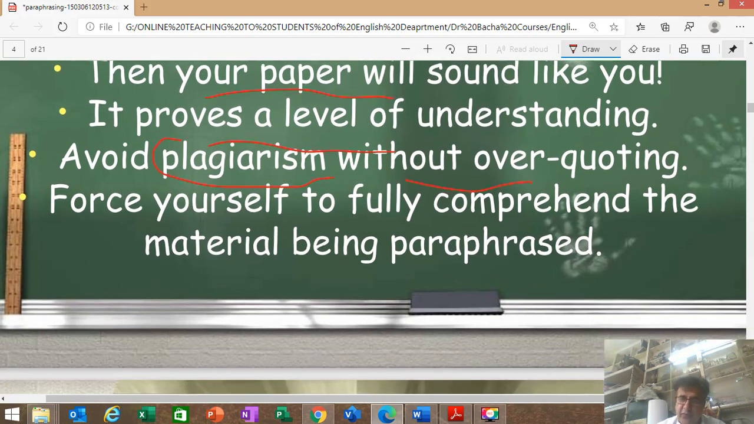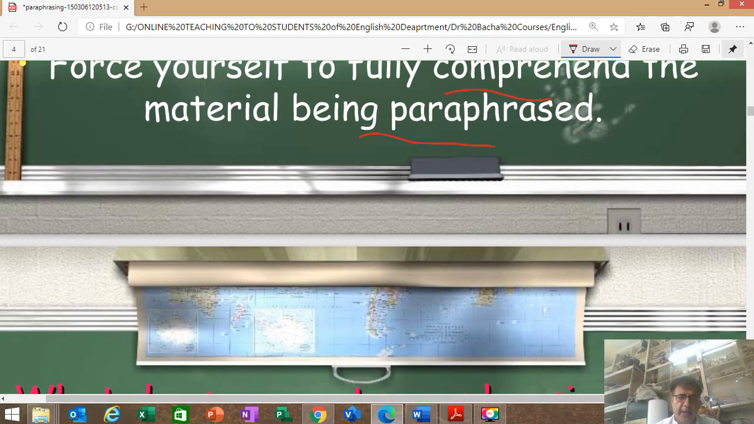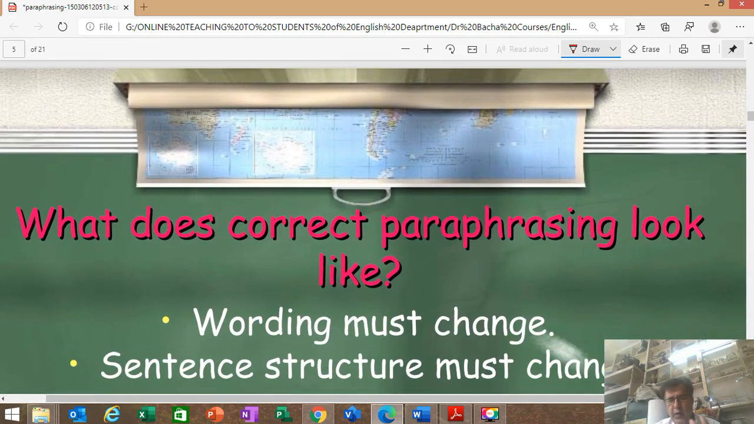Force yourself to fully comprehend the material being paraphrased. You must remember that you can do paraphrasing only if you comprehend, meaning if you understand that essay or topic, and your grip on it is strong, so you can understand it in the best possible way.